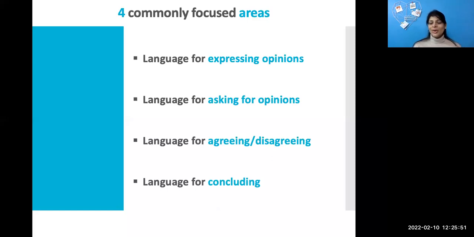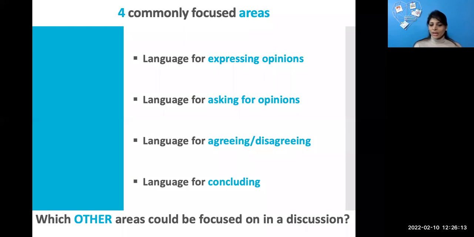We have focused on these things in group discussions: language for expressing opinions, asking for opinions. So this kind of functional language is very commonly focused on in a group discussion. But these are not the only areas to focus on. We can focus on so much more. We can cover so many other language areas. So let's put our heads together and try to think of some other areas that could be focused on in a group discussion. Would you share some of your ideas in the chat, please?